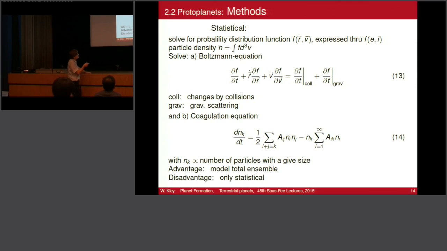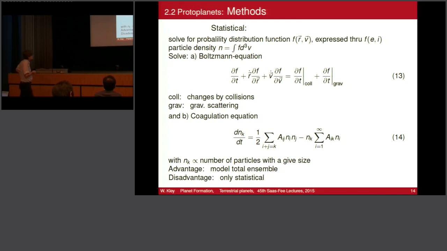Okay, and then you solve a Boltzmann type of equation for this probability function here, which is given by this form. The left-hand side is just the total time derivative of f, df over dt. And this is given by the collisions between the particles here and then the change of f given by gravitational forces here, okay? These are the two contributions here.